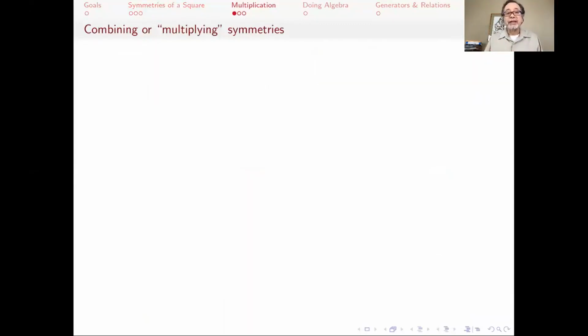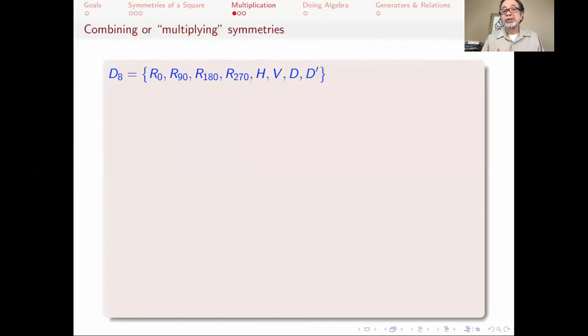We have a set of elements, and this set of elements we're going to call D8. The 8 is going to stand for how many things there are. That's what algebraists call this set of objects. Topologists tend to call it D4, and they focus on the fact that these were the symmetries of a square, and a square has 4 sides. These are the elements of D8. There's R0, R90, R180, R270. Those are the rotations. And then there are the flips, the horizontal one, the vertical one, and the ones across the 2 diagonals.